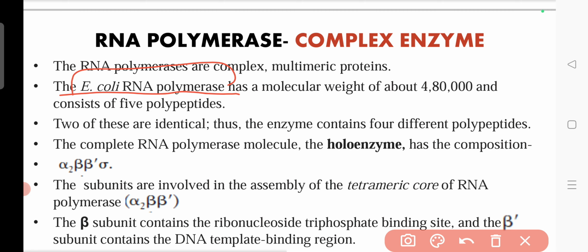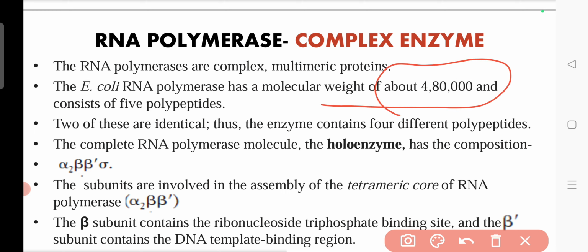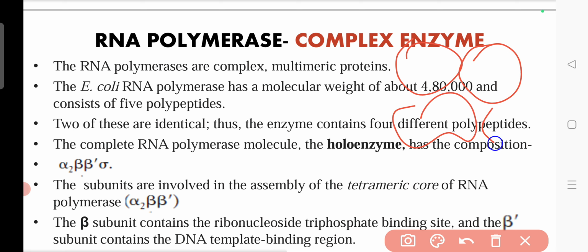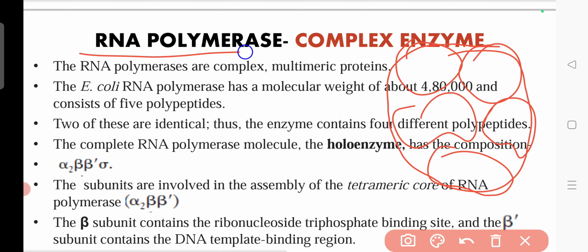E. coli RNA polymerase, or the prokaryotic RNA polymerase, has a molecular weight of about 480,000 Dalton, and it is made up of five different polypeptides, or five different subunits. Together they form the RNA polymerase enzyme. Out of these, two are identical, the alpha subunits, and then there is beta, beta dash, and the sigma factor.